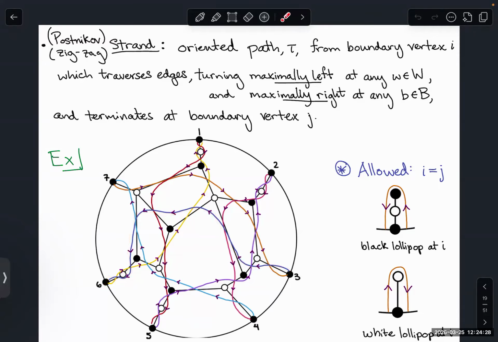One thing that's allowed in our reduced property is when we start and end at the same boundary vertex. There are two scenarios. We'll have something called a black lollipop at our boundary vertex I if the leaf part of the graph is a black colored vertex, and we'll have a white lollipop at our vertex I if the leaf part is a white colored vertex.